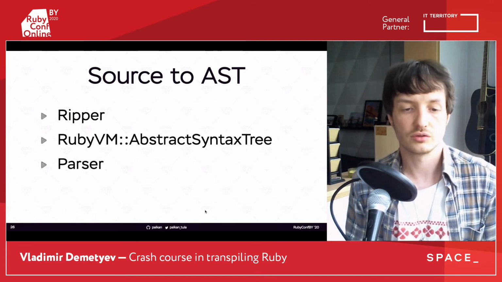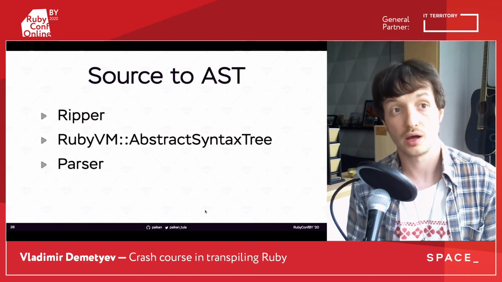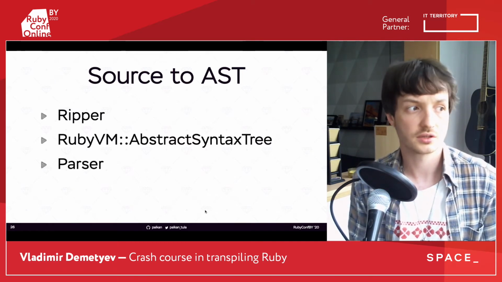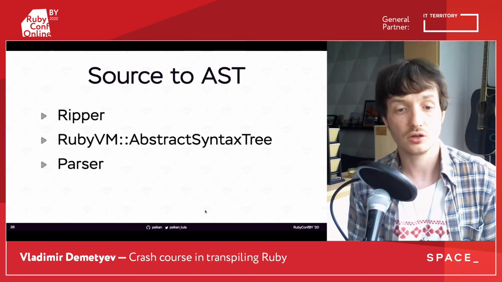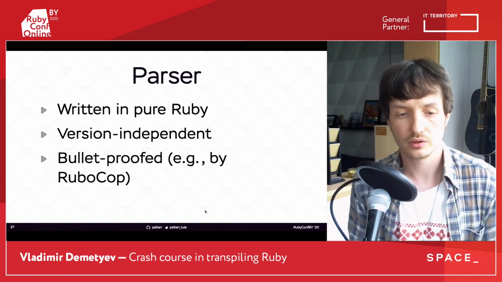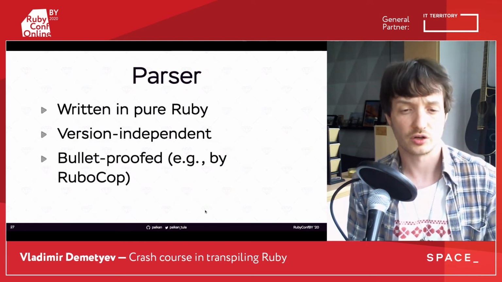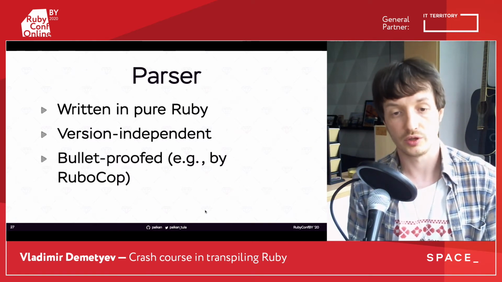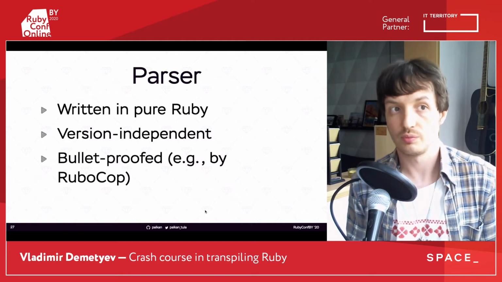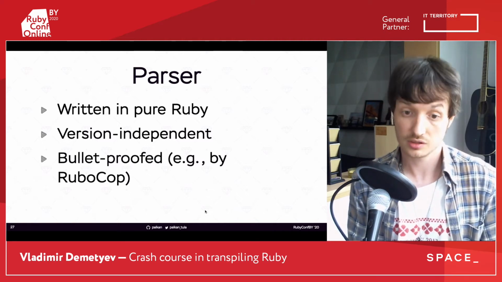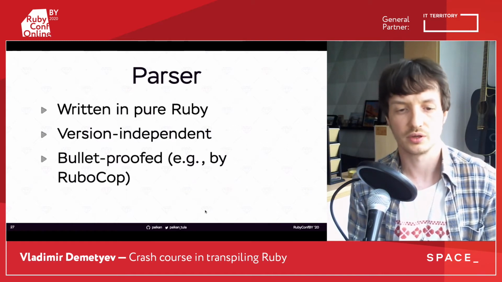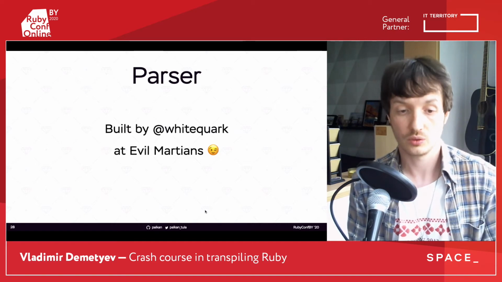And finally, we have a major gem called Parser, which is very popular, which is used by most of the syntax analysis tools in Ruby, including RuboCop, for example, or Mutant, which is used for mutation testing. And what's good about Parser, it's written in pure Ruby, so it doesn't deal with C extensions or whatever. It's version independent, so you can run Parser in an older version of Ruby to parse newer Ruby code, which isn't possible with Ripper or the AbstractSyntaxTree module. And it's, as I said, been used by many libraries, and by many applications using these libraries, for a long time. And what's also a reason why I'm choosing this, because originally Parser was built by Whitequark while she was working at Evil Martians.